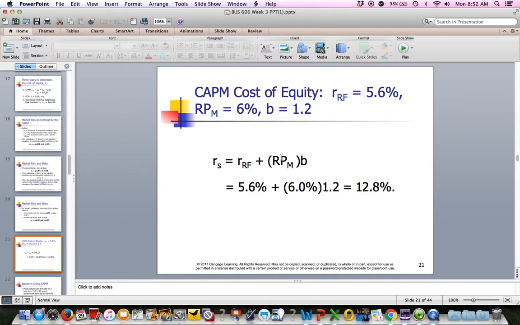And so right here, they're just going to plug in and do a CAPM for us. It says here that R sub S, the cost of stock, is the risk-free rate, R sub RF, plus the market risk premium times beta. Okay, so here it is. The premium is 6, beta is 1.2, risk-free rate is 5.6. And so just doing the math, we get 12.8%.